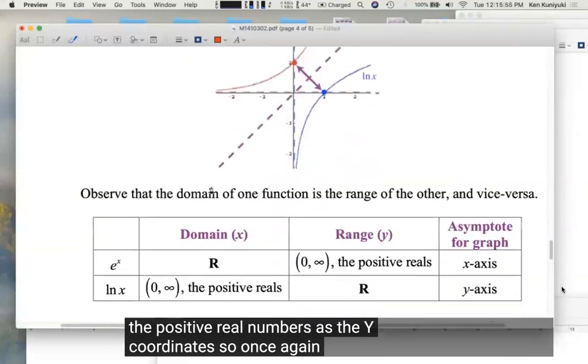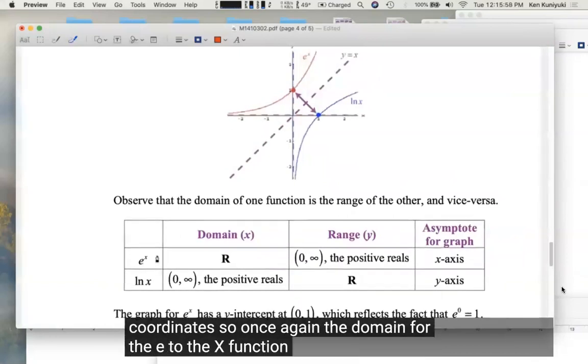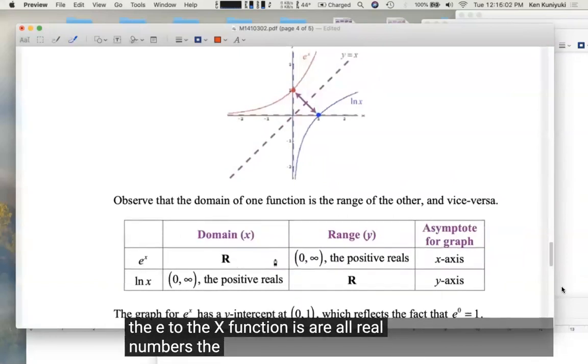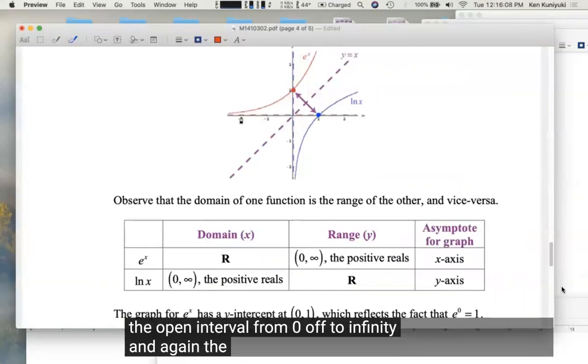So once again, the domain for the e to the x function is R, all real numbers. The range is the positive reals, the open interval from 0 off to infinity. And again, the x-axis is a horizontal asymptote.